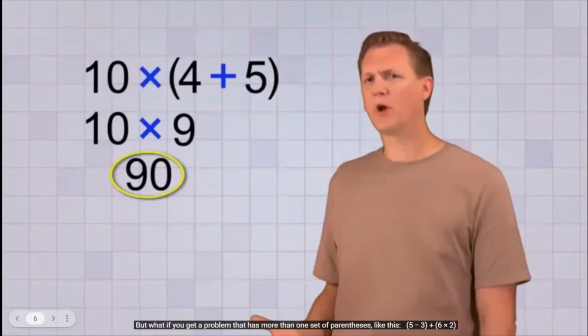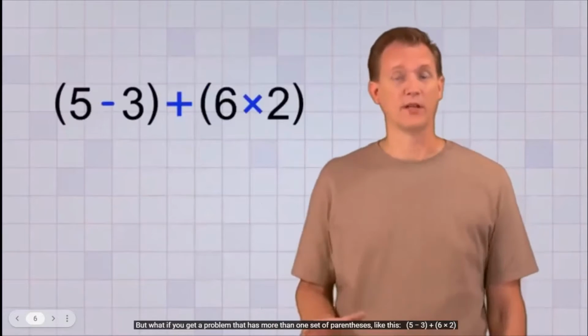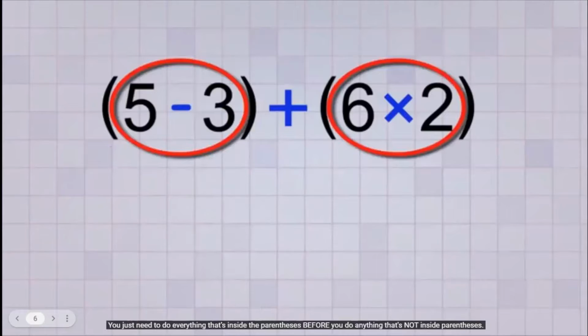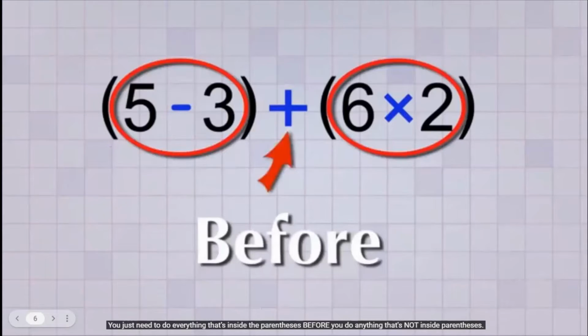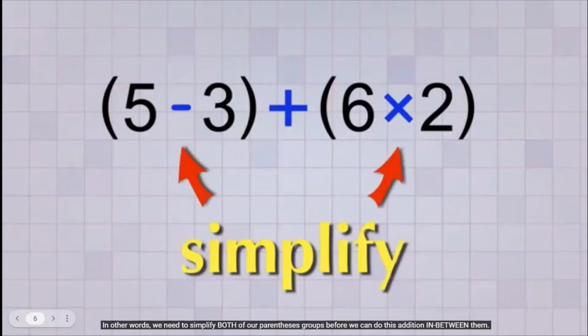But what if you get a problem that has more than one set of parentheses, like this? (5 minus 3) plus (6 times 2). Fortunately, it doesn't matter which set of parentheses you do first. You just need to do everything that's inside the parentheses before you do anything that's not inside parentheses. In other words, we need to simplify both of our parentheses groups before we can do the addition in between them.